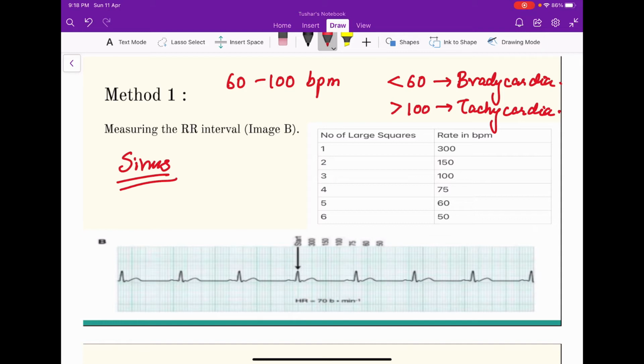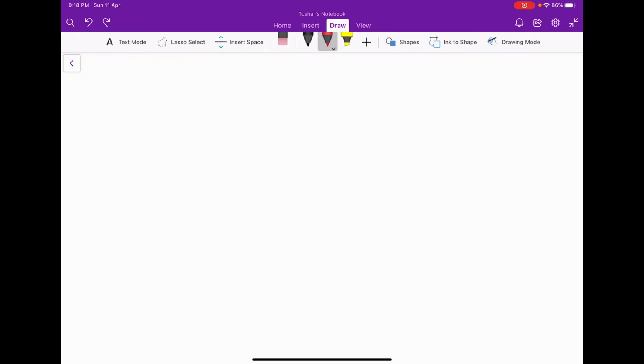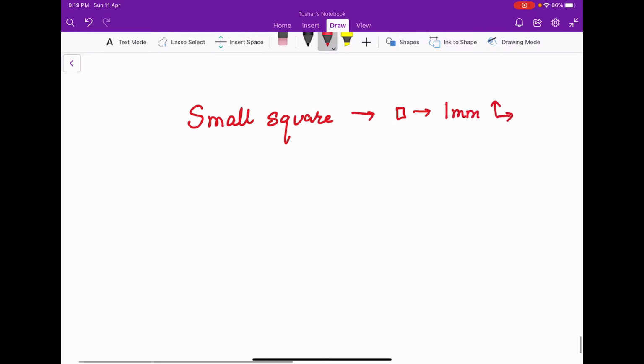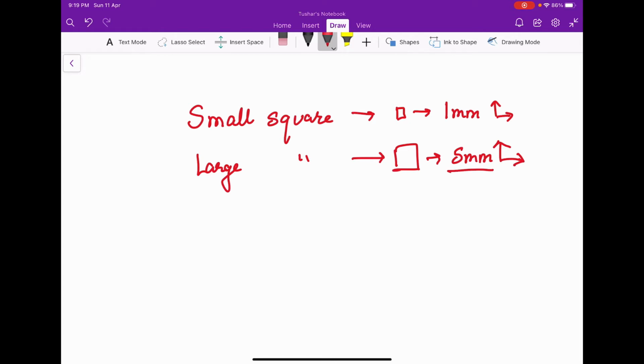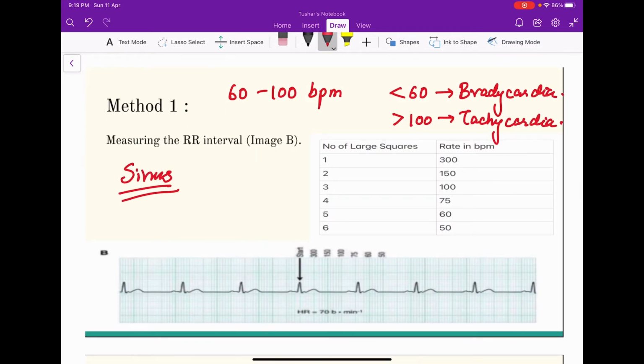Before this measurement, I would like to clear one thing out. When I say a small square on an ECG, a small square is equivalent to 1 millimeter in height and in width. A large square is equivalent to 5 millimeters in height as well as in width. So 5 millimeters is a large square and 1 millimeter is a small square. Coming back to the methods of measuring the heart rate.